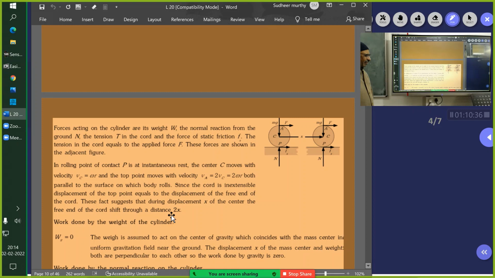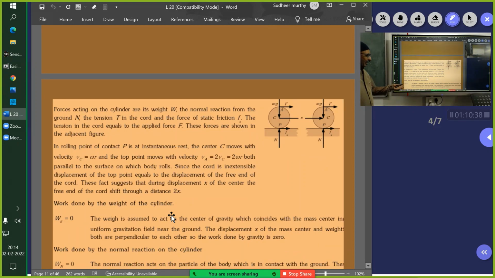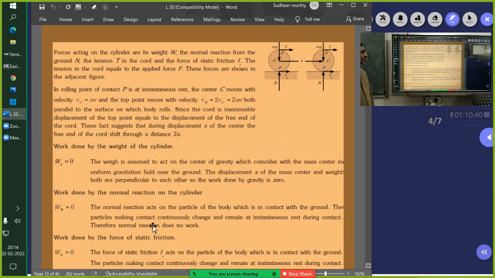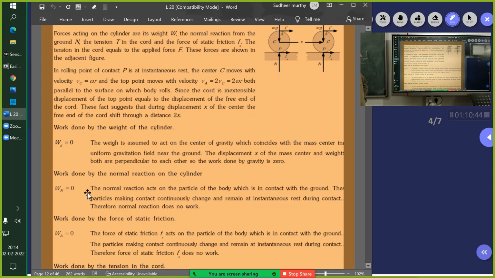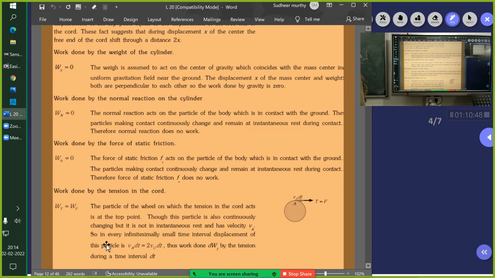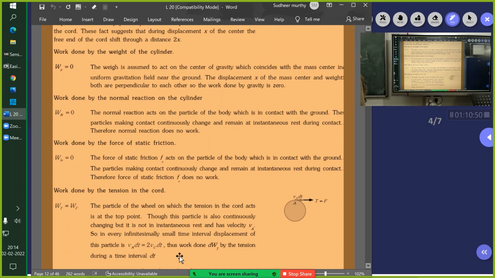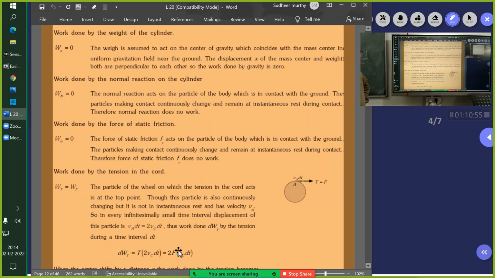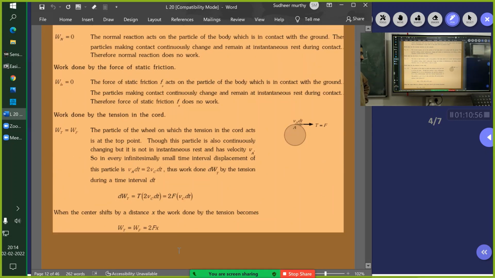These are all very, very simple. See now, the easiest thing in this world. That's it. Vg is 0, Vn is 0, Vfs is 0, Vt is equal to Vf, Va is equal to 2 Vc dt. Got it, friends? Yes, sir. Understood.